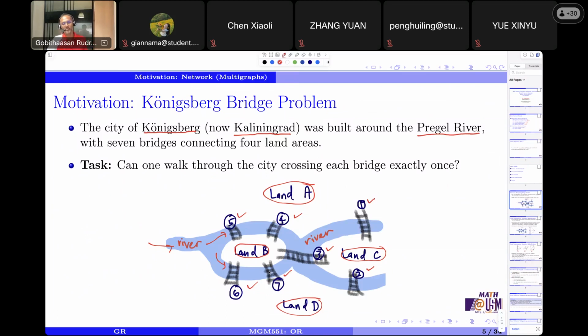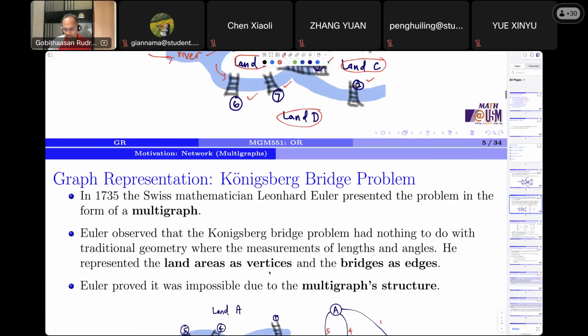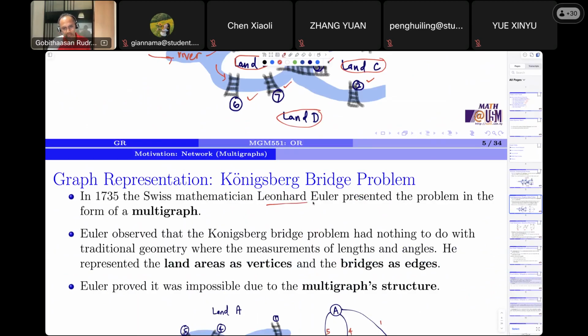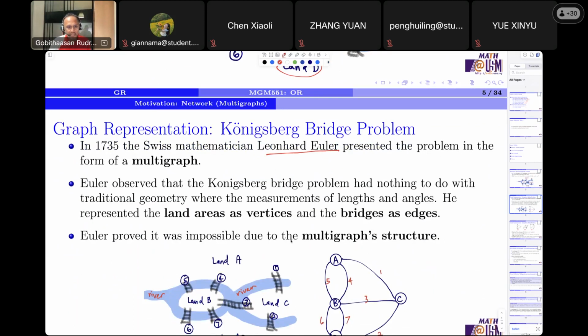People tried to solve that problem but could not. And finally, a Swiss mathematician, of course, I'm sure you know him, Leonhard Euler, tried to solve this problem. How he solved this problem was using a multigraph.